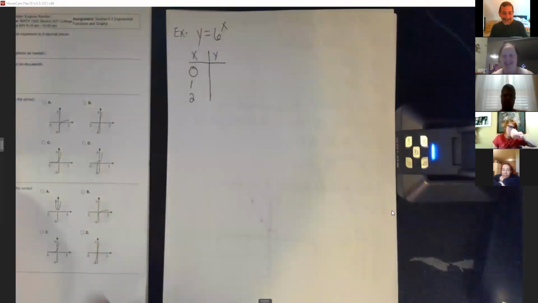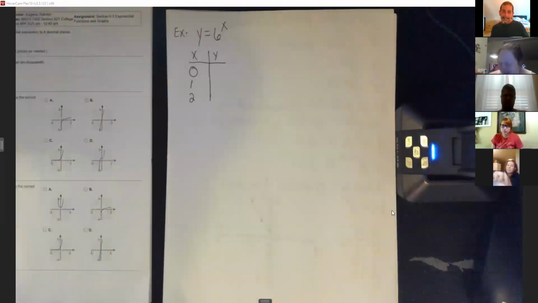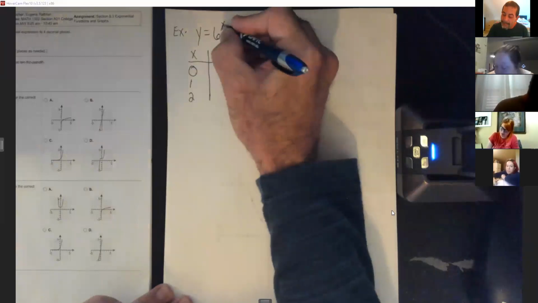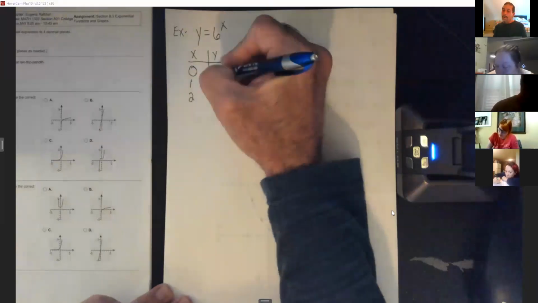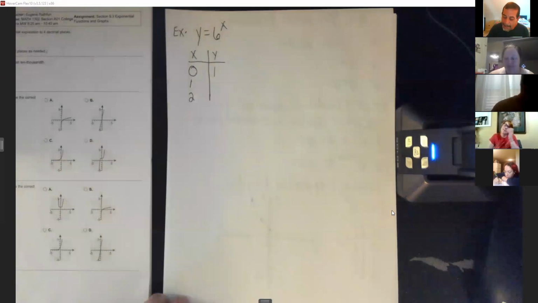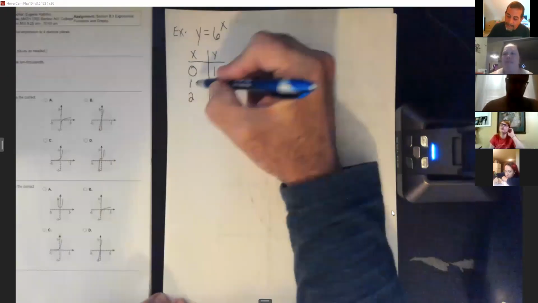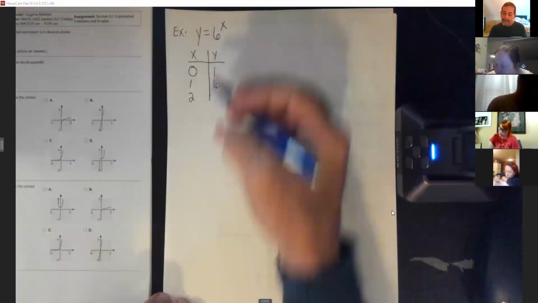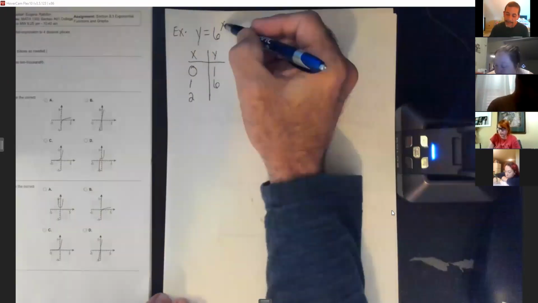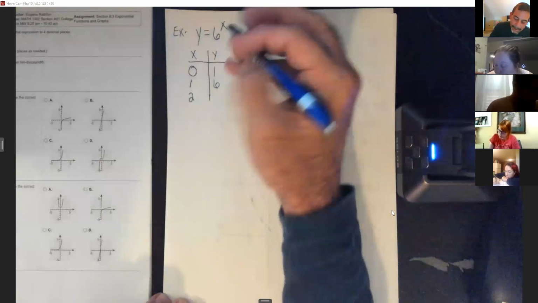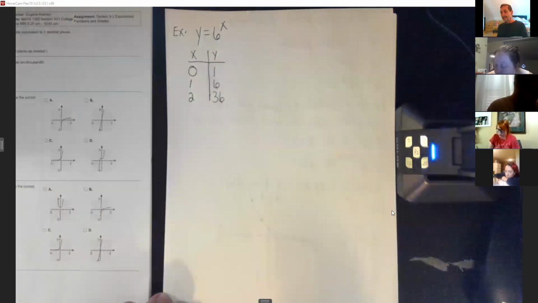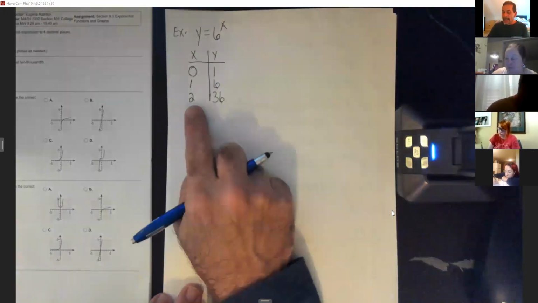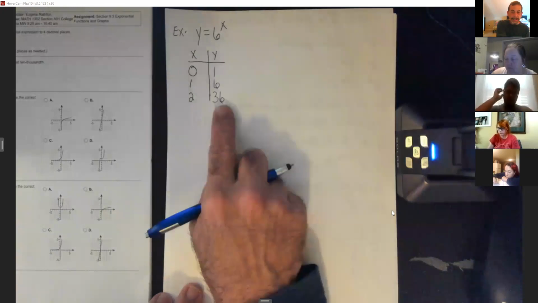All right, y'all. So y equals 6 to the x. I still know that if I put a 0 in for the x, 6 to the 0 would be 1. And if we put a 1 in there, 6 to the first power would be 6. And how about a 2? 6 to the second power. Look how fast this one grows. Just the exponent of 2 put that up to 36 already.